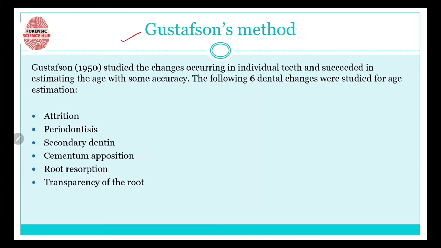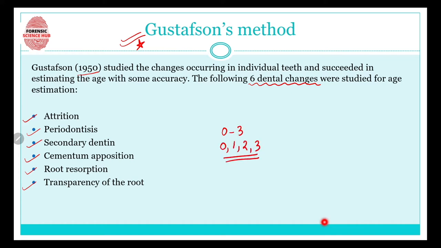Then Gustafson's method, which is a very important method, has already been discussed. In short, I can discuss it here. Gustafson in 1950 came up with a method in which 6 dental changes were studied, which were attrition, periodontitis, secondary dentine, cementum deposition, root resorption and transparency of root. And these 6 criteria or changes were ranked basically from 0 to 3: 0, 1, 2 and 3.